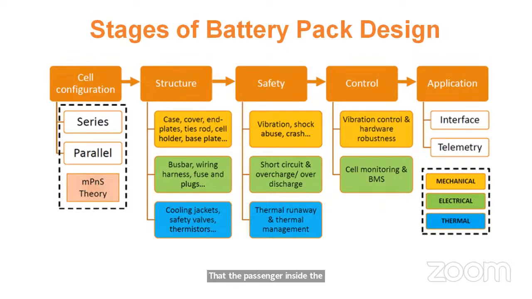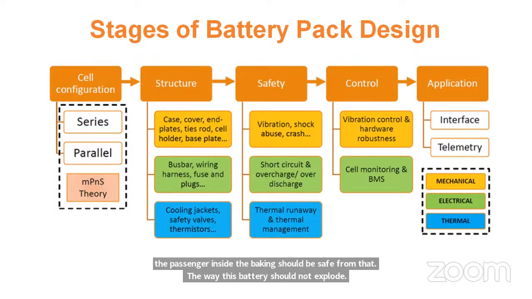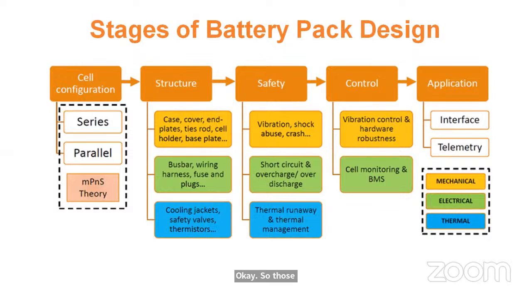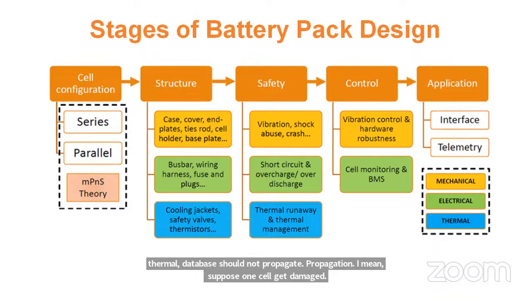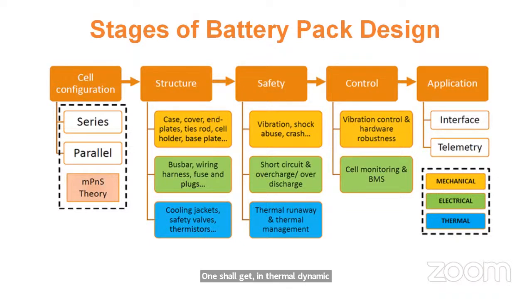The battery should not explode. So in those designs, if thermal runaway happens, the battery should not explode, and the thermal runaway should not propagate. Propagation means suppose one cell gets damaged, one cell gets into a thermal runaway condition, then it should not propagate to other cells, right? So that design consideration we have to think about. Clear?